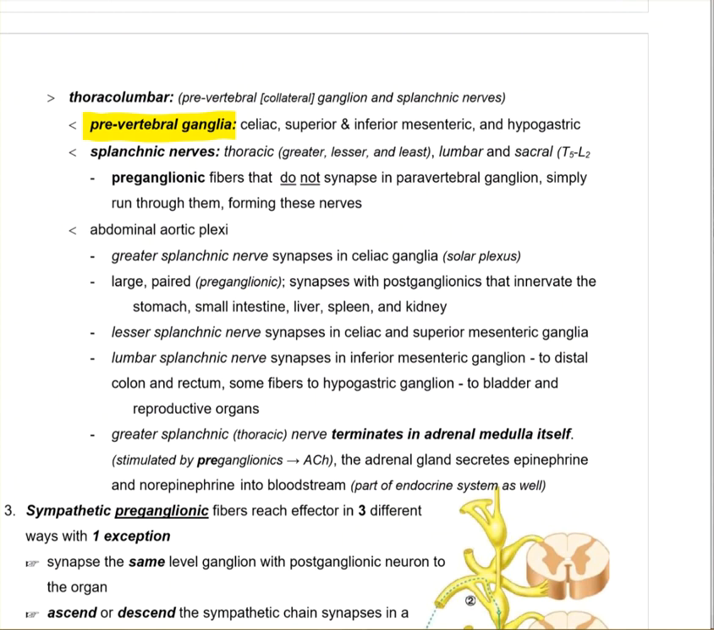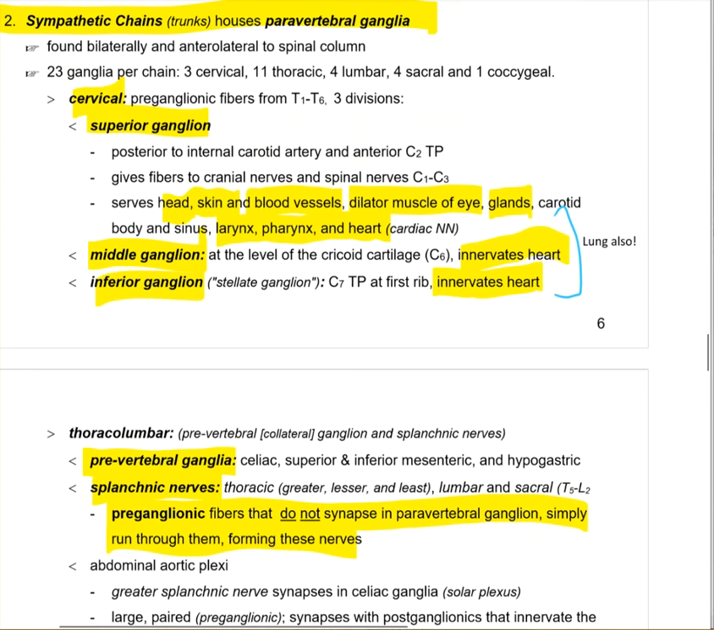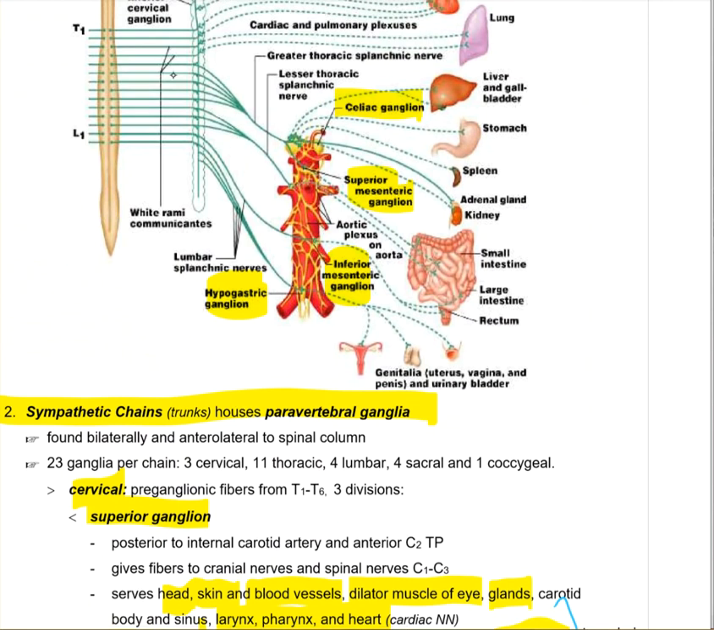These have splanchnic nerves that go through them. And a splanchnic nerve is a preganglionic fiber that doesn't synapse in the paravertebral ganglion but runs through it. So you'll see at times the fibers will go into the ganglia and then run past the ganglia and continue. All right, and that's called a splanchnic nerve. And you've got a couple here. You've got the greater splanchnic nerve going through a ganglia and out. You've got the lesser splanchnic nerve going through a ganglia and eventually out.